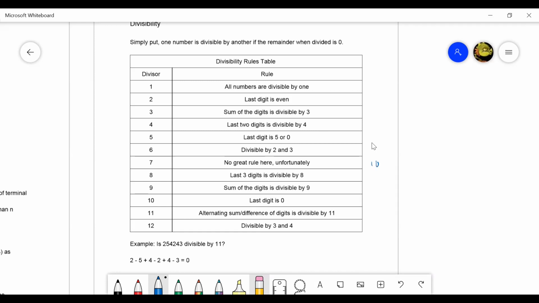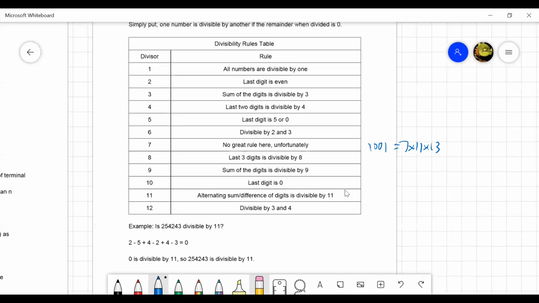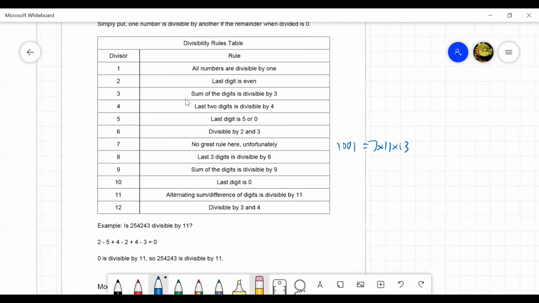It's just that 1001 is equal to 7 times 11 times 13. So if you have a number greater than 1000, you can subtract a multiple of 1001 off of it and then divide by 7, which simplifies the number slightly. So it's not always going to be useful, but it can be used in some cases. Yeah, so the rules are all listed here.